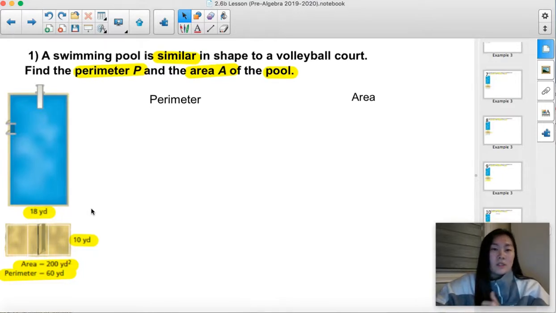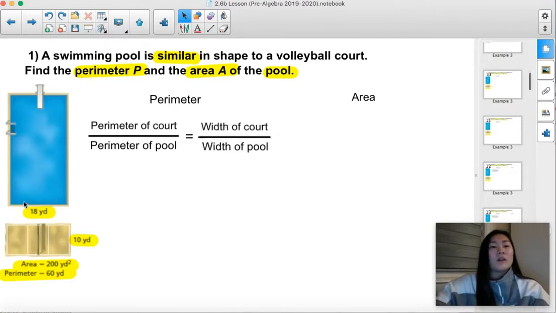We know because they're similar, we can say that the perimeter of the court over the perimeter of the pool is equal to the width of the court over the width of the pool. So notice they're corresponding. This is a continuation from the other video tutorial that you already watched. We know the perimeter of the court is given right here, 60 yards, over the perimeter of the pool, we do not know, so we're going to use the letter P, equals the width of the court, right here, 10 yards, and then the width of the pool is 18, so 10 over 18.